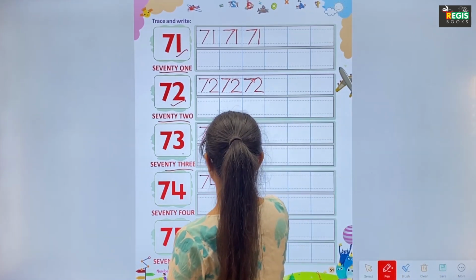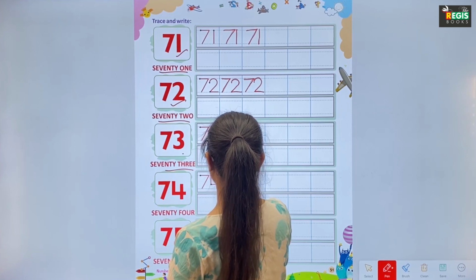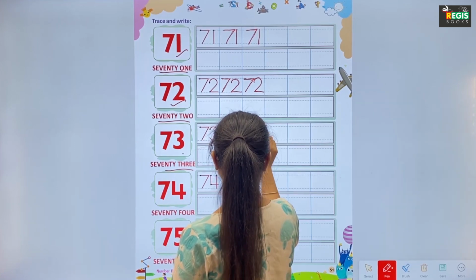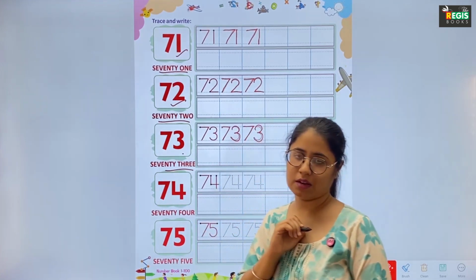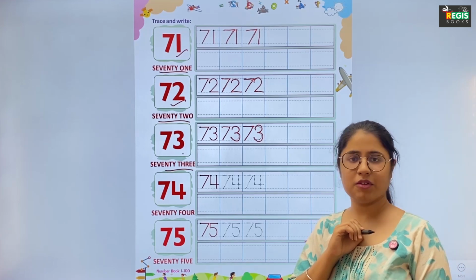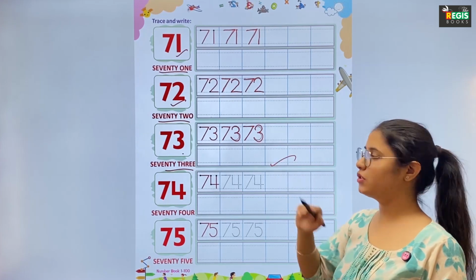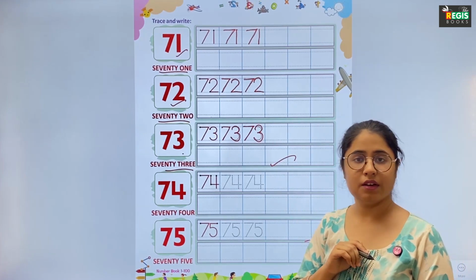7, 3, 73 by writing 7 and 3 together. 7, 3, 73. And now you will write the number 73 in the rest of the boxes to practice it.